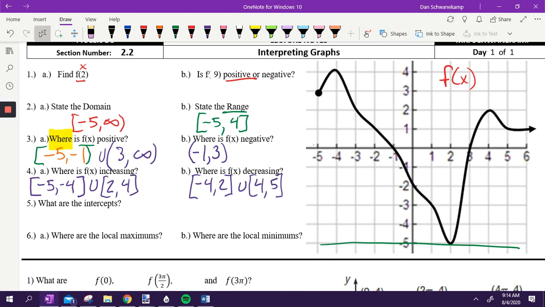Intercepts. Where do we have an intercept here? What do you think, Lydia? X equals -1. And then y equals -2. Wonderful. There are 3 intercepts. Is that a mean question?